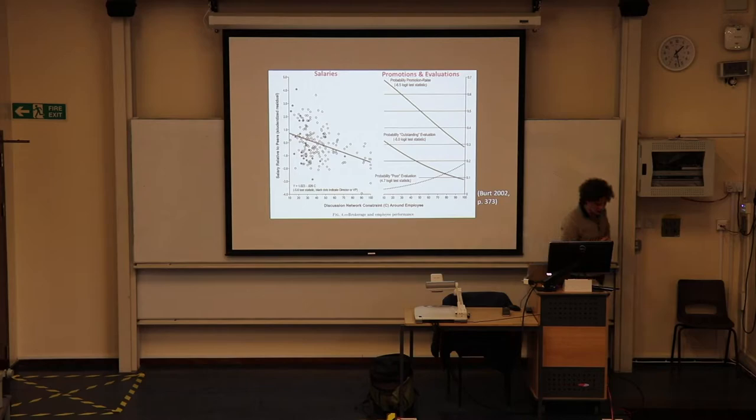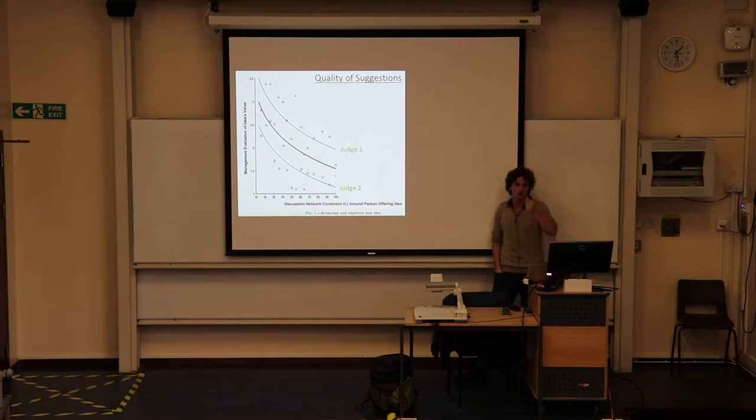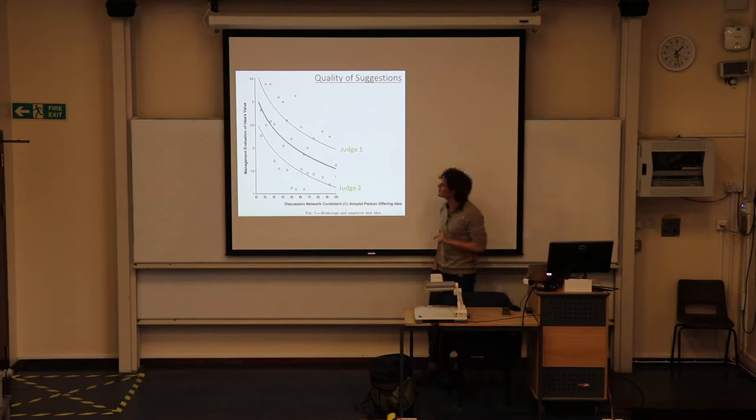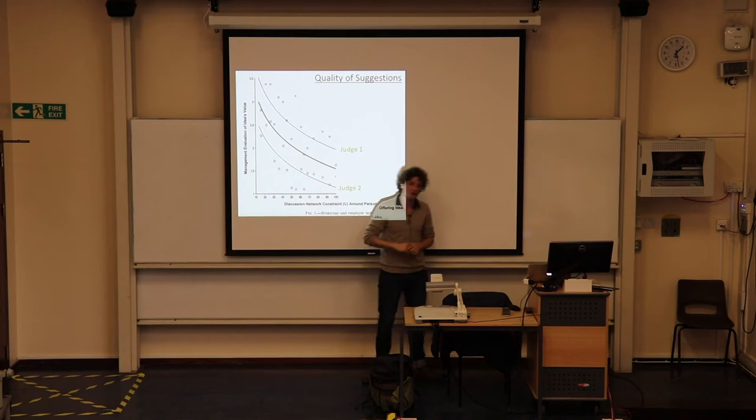The quality of suggestions: remember I said that Bert asked the managers to write their best ideas. Well, their best ideas were submitted to two double-blind executive managers of the company who evaluated each idea, and in both cases, you saw a very clear negative association between the degree to which one is constrained and the quality of the idea. That's interesting.